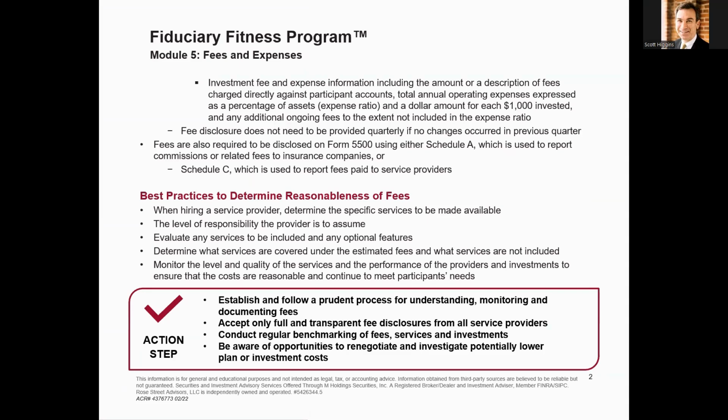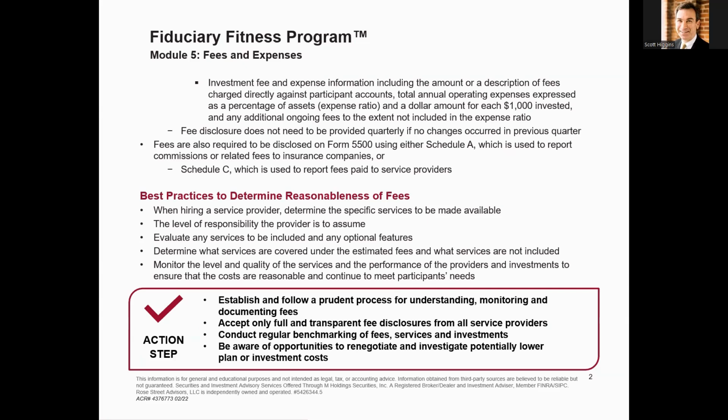So let's talk about best practices to determine fee reasonableness. First of all, when hiring a service provider, determine the specific services to be made available. You may be paying for services you don't want, or you may not be getting services that you do want. So this is an important evaluation, certainly part of the provider analysis in explicit detail. The level of responsibility the provider is to assume: are they a fiduciary? If so, what fiduciary level?